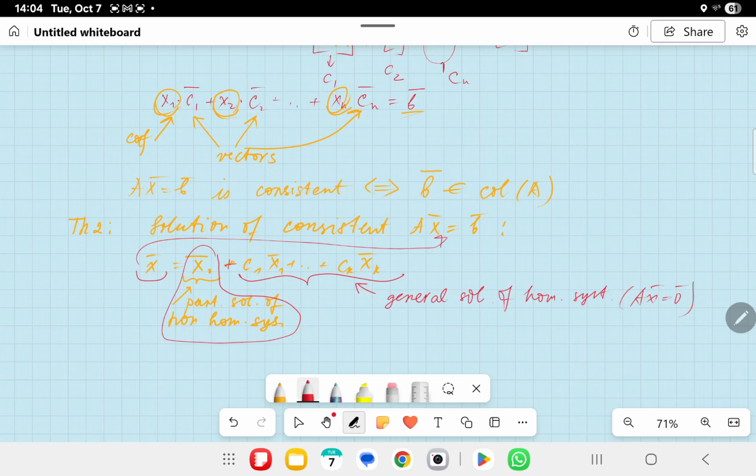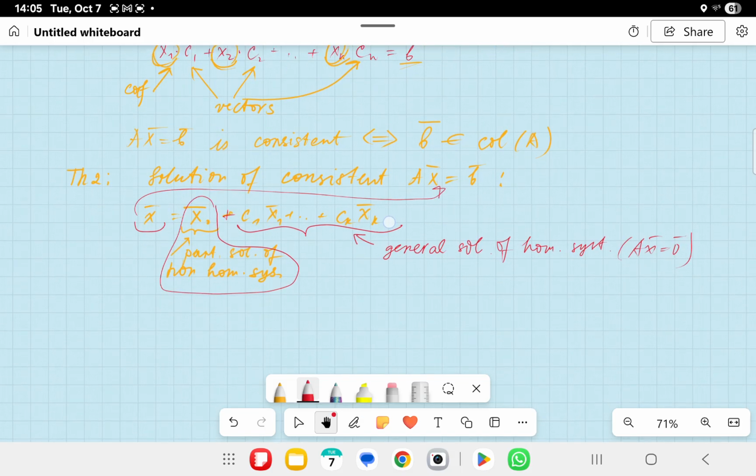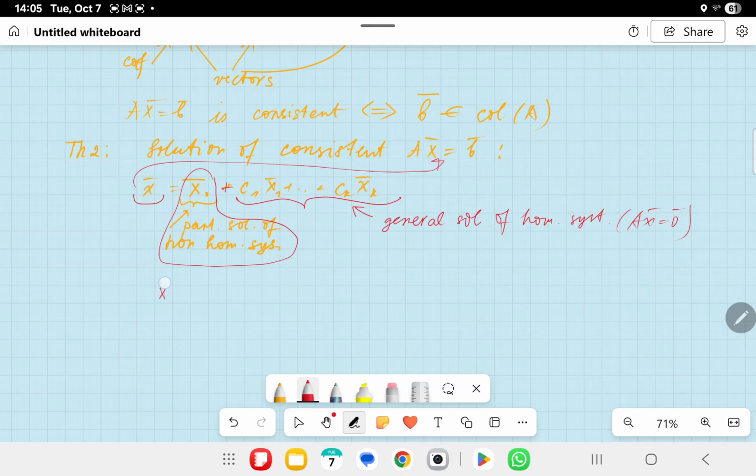Why does it work like this? Well, just imagine that you check what x minus x0 is going to be. It's going to be c1 x1 plus ... plus ck xk, a solution of the homogeneous system. Well, if I apply A over this, I'm going to get 0, just because this is a homogeneous solution and it's supposed to be equal to 0. So the difference between any possible solution of the non-homogeneous system and the particular solution is supposed to be a homogeneous solution.